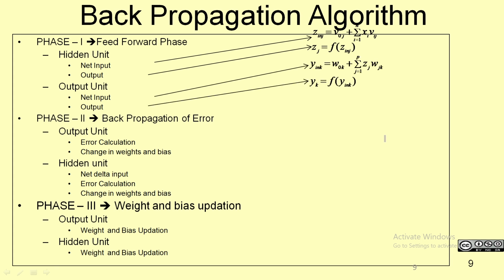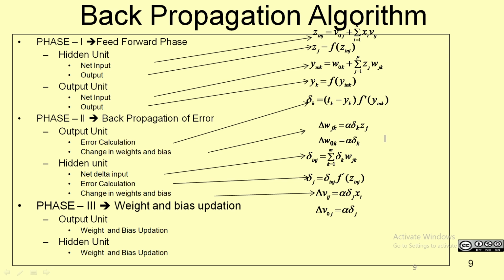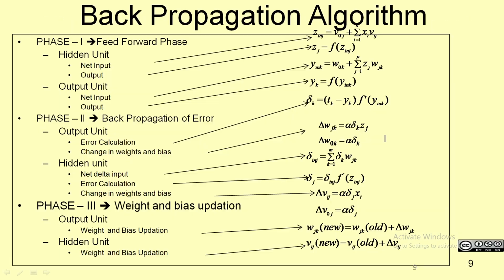For all the calculations, this presentation has given you the corresponding mathematical expressions. The mathematical expressions are used to calculate the net input as well as the output. Likewise, for back propagation of error also, you need to calculate the error in the output unit and you have to calculate the change in weight value. For the hidden unit also, you need to calculate the net delta input according to this expression, then the error is calculated, then the change in weight is calculated. After having calculated the change in weight and bias value, in the third phase, you need to calculate the new weight, that is, new weight is equal to old weight plus change in weight value.